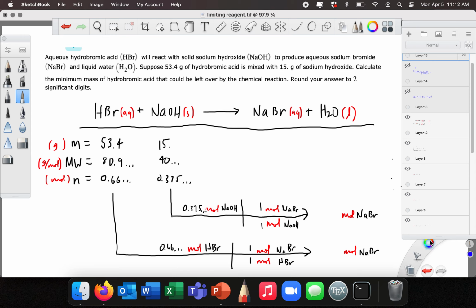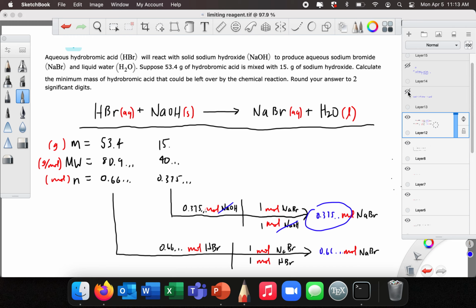It's going to be 0.375, right? Because it's 1 to 1. And these cross off, right? So if I have 0.66, these are also 1 to 1. This is going to give me 0.66 dot, dot, dot. And I can see that this is my limiting reactant, right? So I am going to have some HBr left over. If I use 0.66 HBr, I'm going to get that much, but I don't have enough sodium hydroxide for it.